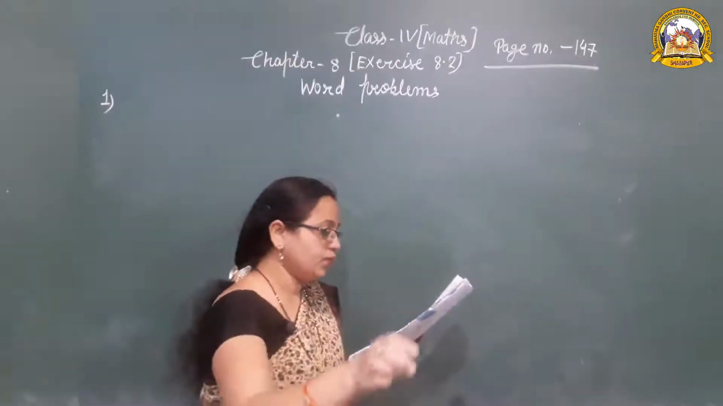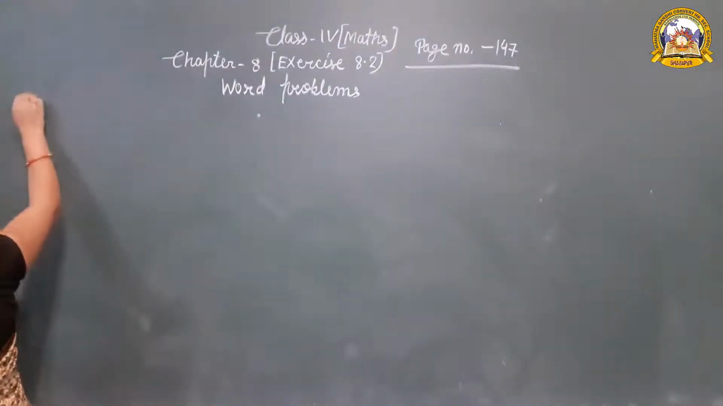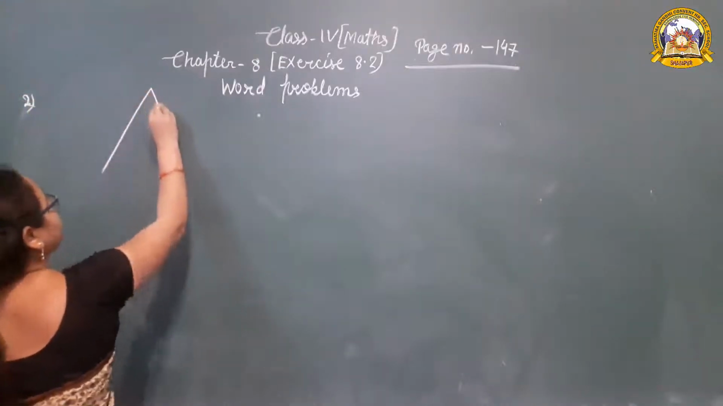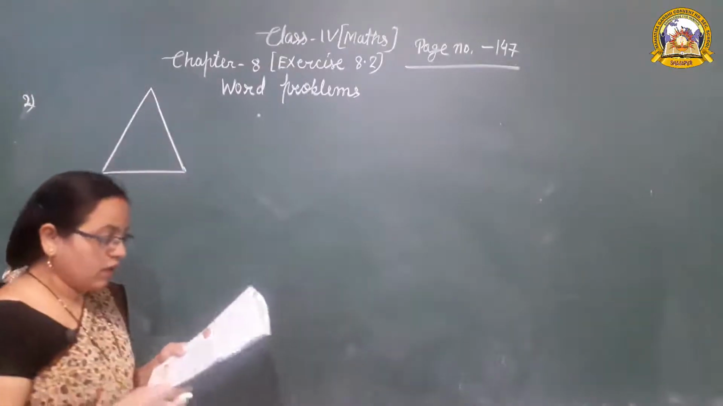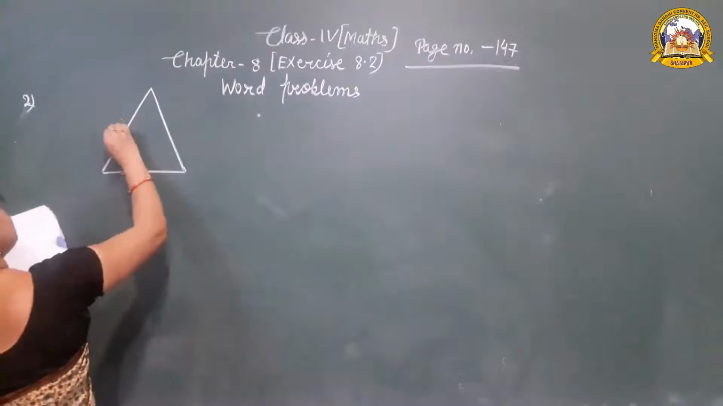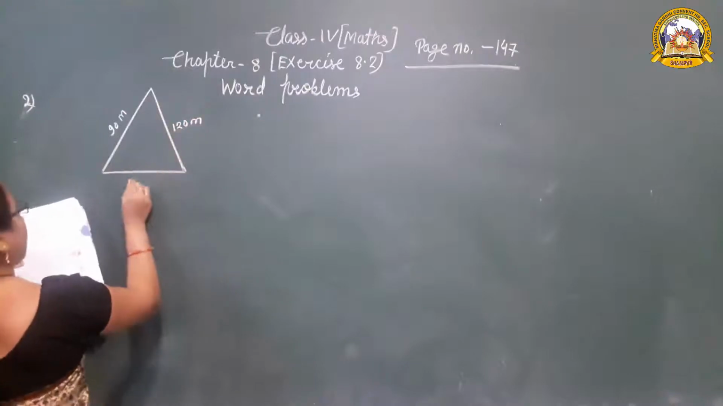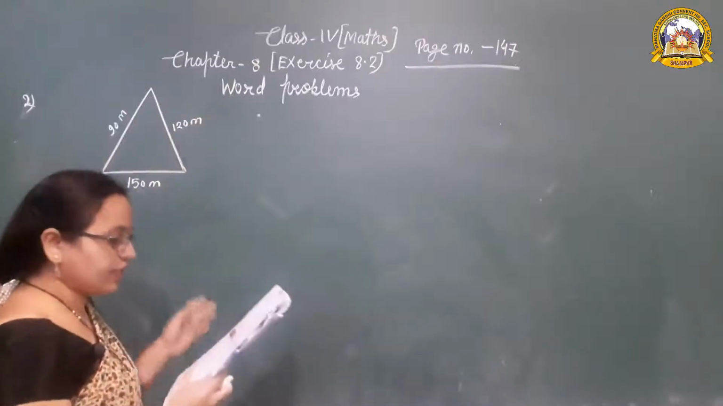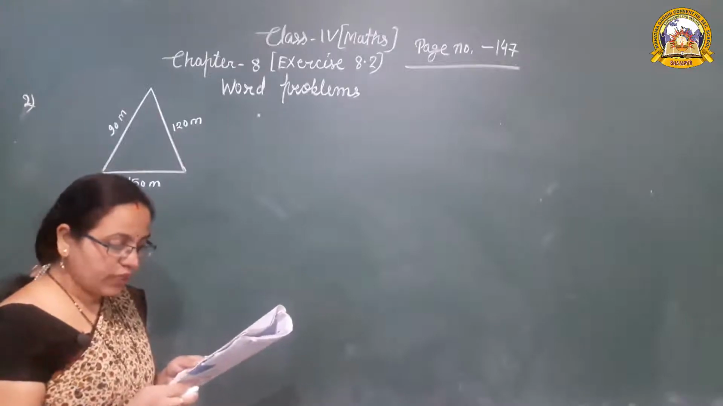Okay. Question number 2. Every morning Mr. Ali walks around a triangular park. Park in which shape? Triangular park. It is which shape? It is the triangle. So Mr. Ali walks around a triangular park of the sides 90 meter, 120 meter and 150 meter. It is the length of the sides of the triangle. How much distance does he walk every morning?